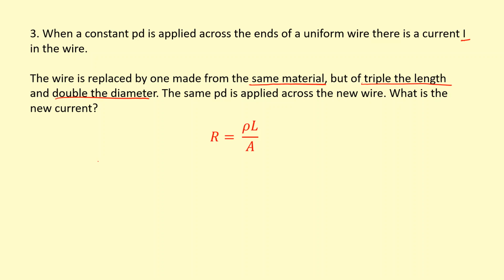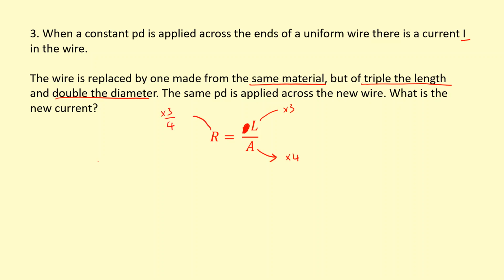Okay, so we're going to figure out what happens to the resistance of this new wire compared to the old one. So resistivity is going to be constant, so I can ignore that. The length is going to be 3 times. The area, we know is going to be times 2 squared, so it's going to be times 4. So resistance is going to be times 3 over 4.